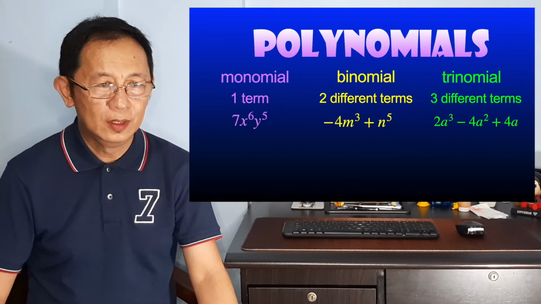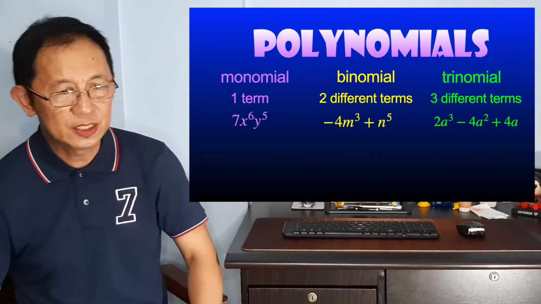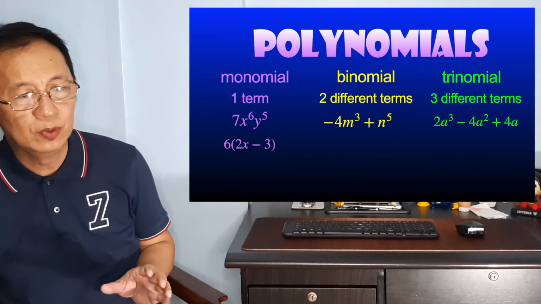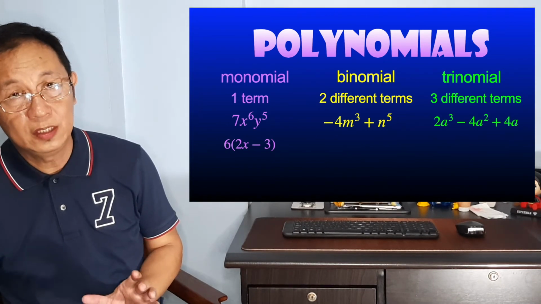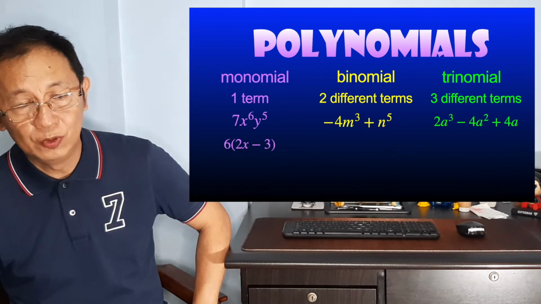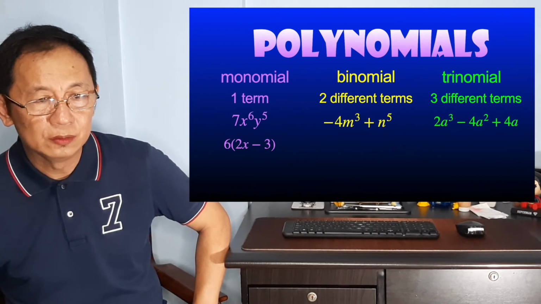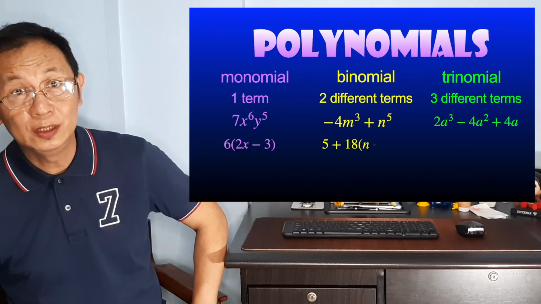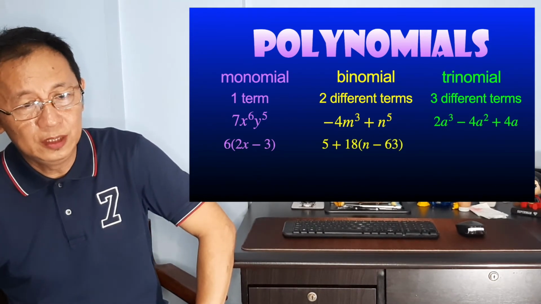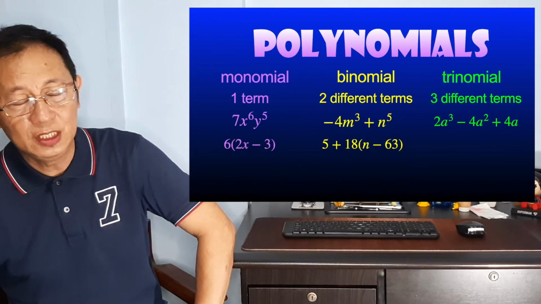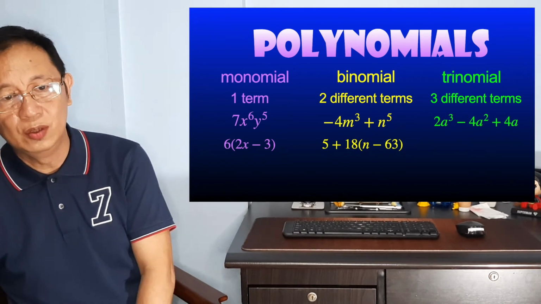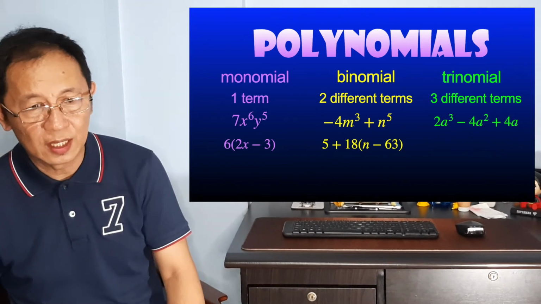Next, example of a monomial, 6 times the quantity 2x minus 3. So, since may grouping symbol yung 2x minus 3, may parenthesis, so ibig sabihin yan, one term lang siya. So, that is a monomial. So, 5 plus 18 times the quantity n minus 63. So, 5 is the first term. 18 times the quantity n minus 63 is another term. So, there are 2 terms in this polynomial. Therefore, this is a binomial.